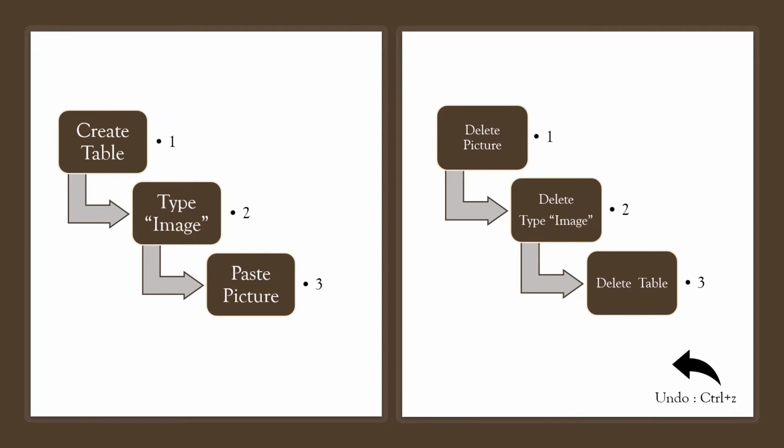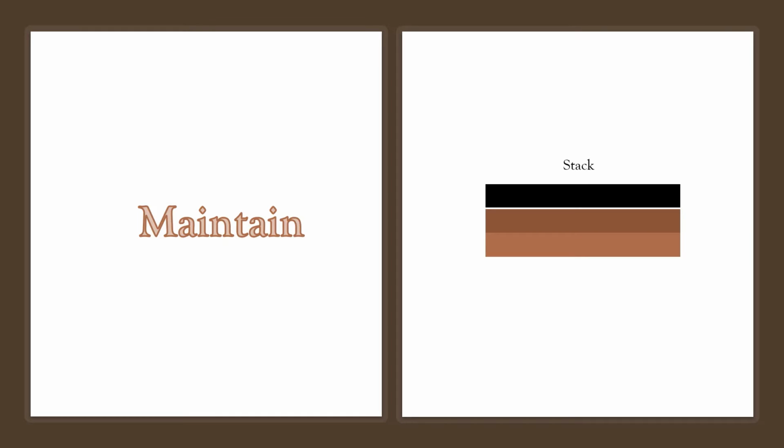How does Microsoft Word know that the last operation that was performed was paste picture, before that it was type image, and before that it was create table? To keep this information, Word makes use of a separate data structure wherein the first element, which is create table, is done last, and the last operation that was performed, which is paste picture, is done first. To do this, we maintain a separate data structure called a stack.